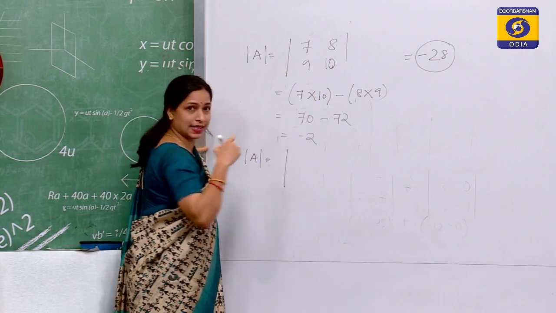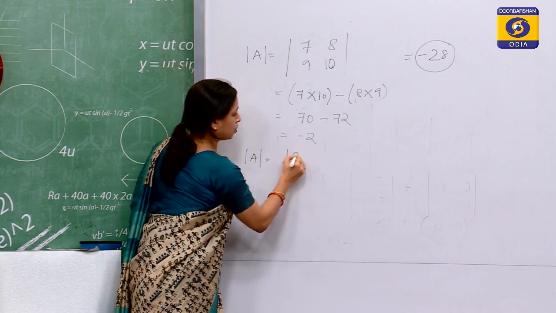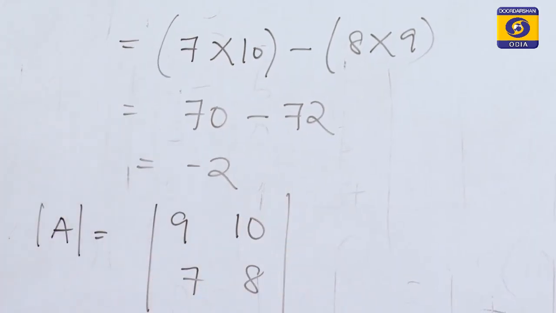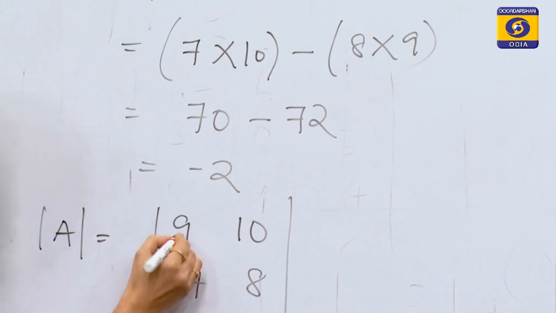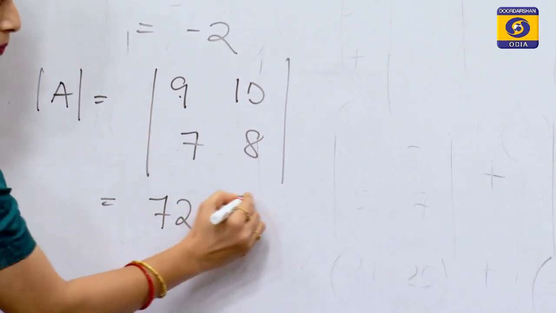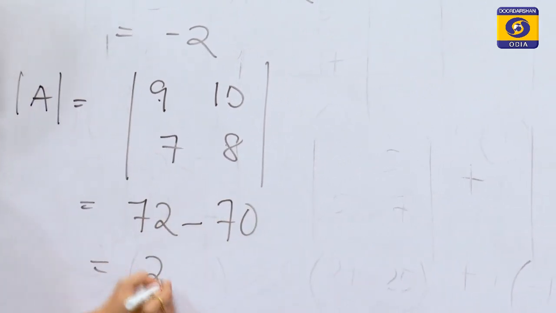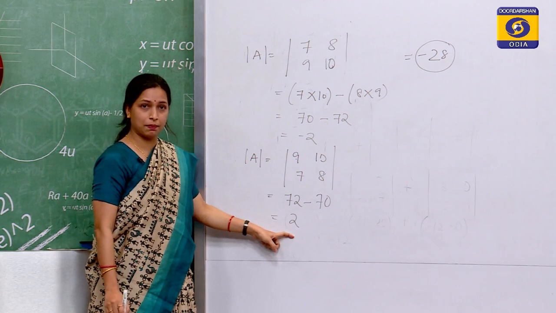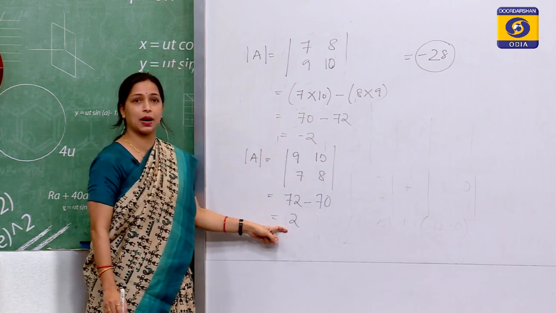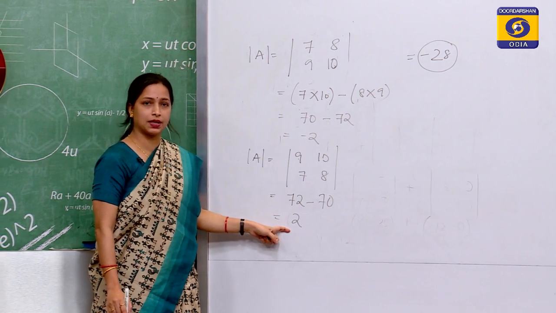So, I am placing 7, 8 in row 2. So, 9, 10 here and 7, 8 in row 2, right. So, now 9 into 8, 72, 10 into 7, 70. So, the value is same, but the sign has changed. That means, here it was minus and here it has become plus 2. So, now the property is understood.